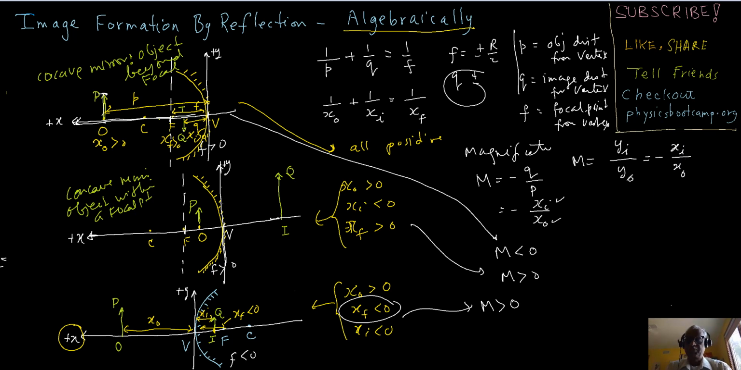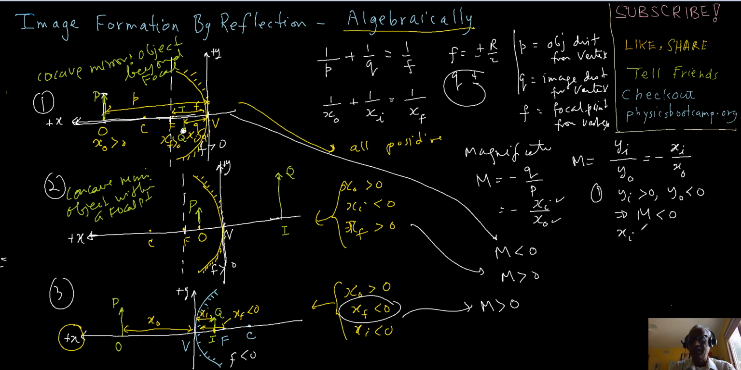So if this is positive, you can see that yi is going to be negative. So in case 1, case 2, case 3, in case 1, yi is positive, yo is negative. That means m is negative. And xi is positive, xo is positive. That also makes m negative. And the other cases work out similarly.